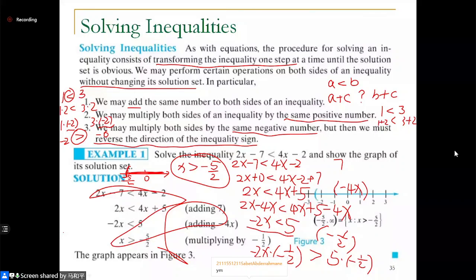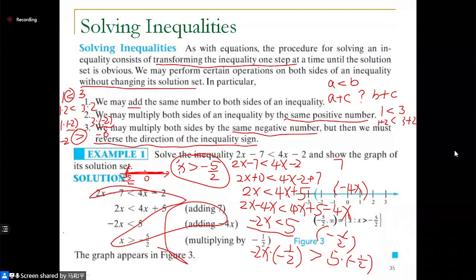I first added 7 because I want to eliminate this part with 2x. I want to make this 0. And why add minus 4x? Because I want this part to be 0. So we only have this part, right, only 5. And then I want to multiply both sides by minus 1 over 2. This means I want the left side to be just x.